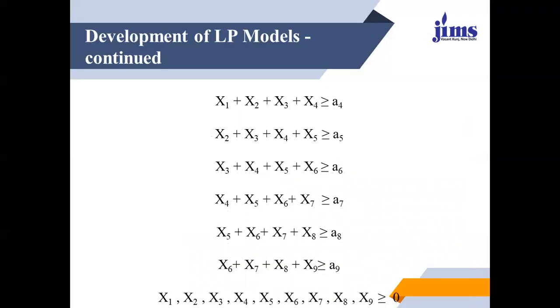And likewise, if you write all the equations, then you will find that x1 plus x2 plus x3 plus x4 is greater than or equal to a4. And we write all the conditions. And all x values, x1, x2, x3, x4, x5, x6, x7, x8, x9 will be greater than or equal to 0, because this is the non-negativity constraint. And this is the problem we have to solve at a later stage, but this is the mathematical formulation.